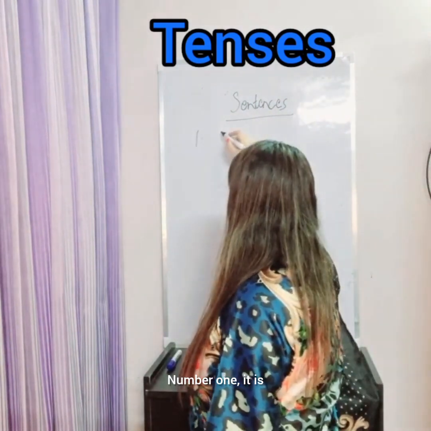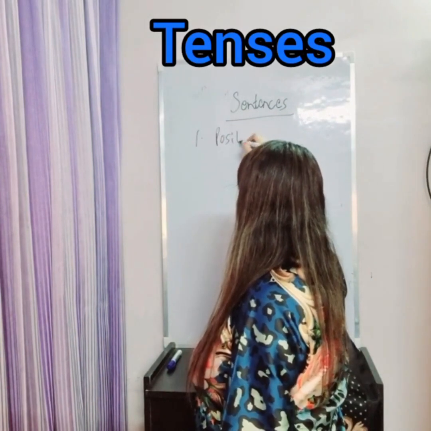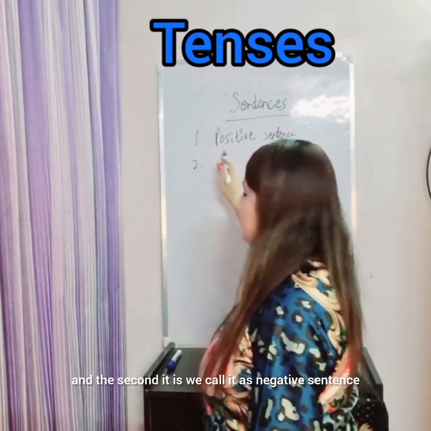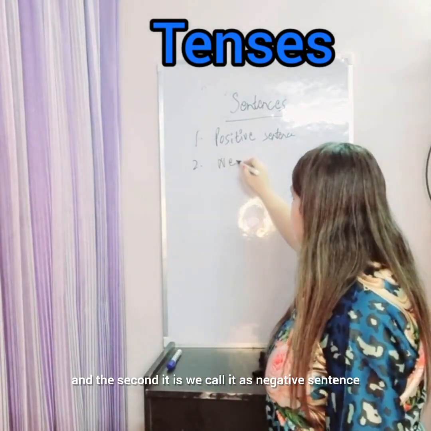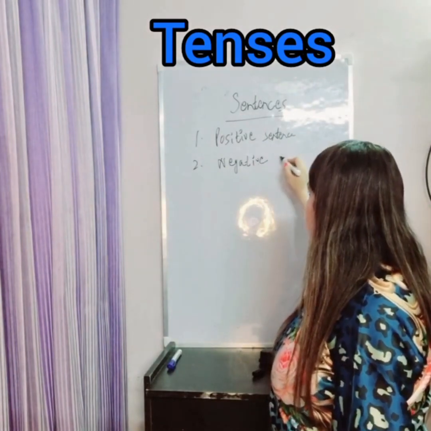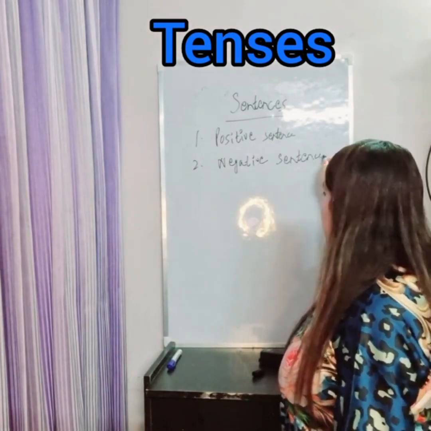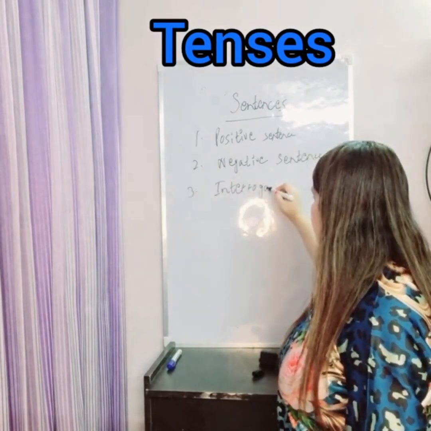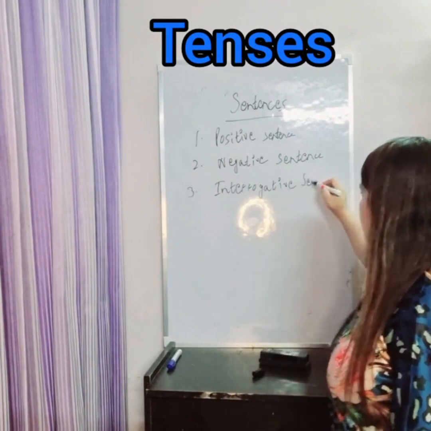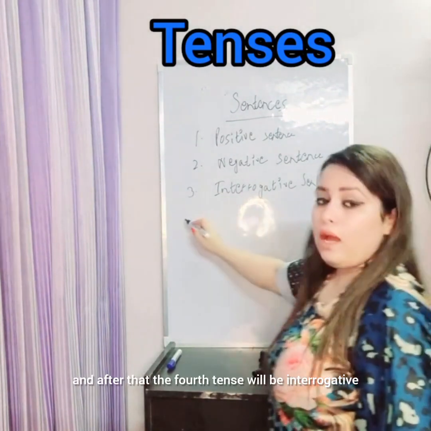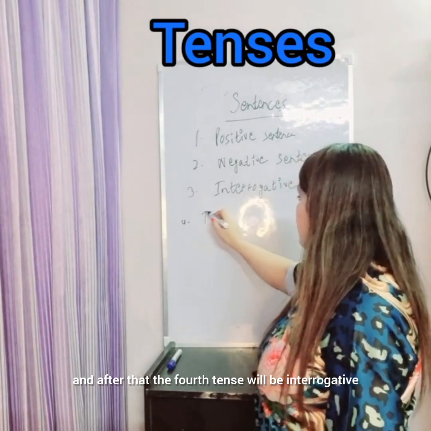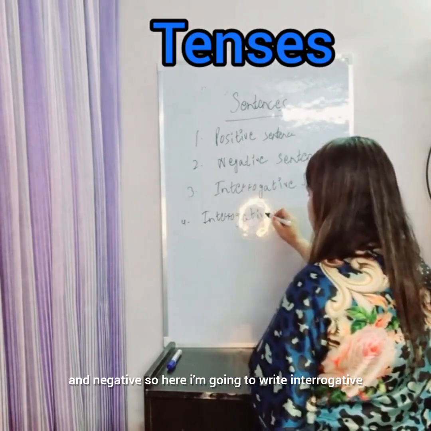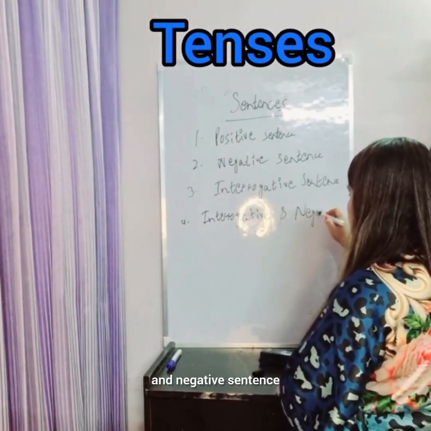Number one, we call it positive sentence. And the second, we call it negative sentence. And the third will be interrogative sentence. And after that, the fourth will be interrogative and negative. So here I'm going to write interrogative and negative sentence.